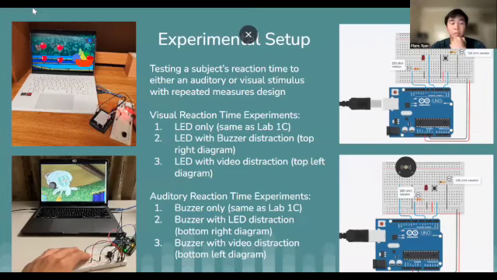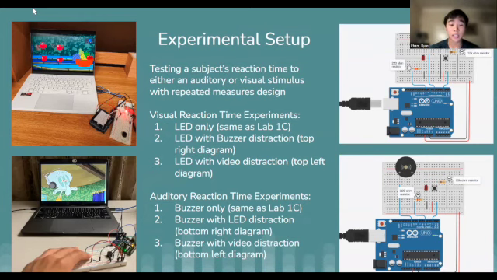Okay, so for our experimental setup, we tested a subject's reaction time to either an auditory or visual stimulus with a repeated measures design. So 3 sets of experiments were conducted using an Arduino circuit and software to measure simple reaction times. In the first set, subjects responded to either a visual or auditory stimulus by pressing a button, and the reaction times were recorded through the Arduino's code.